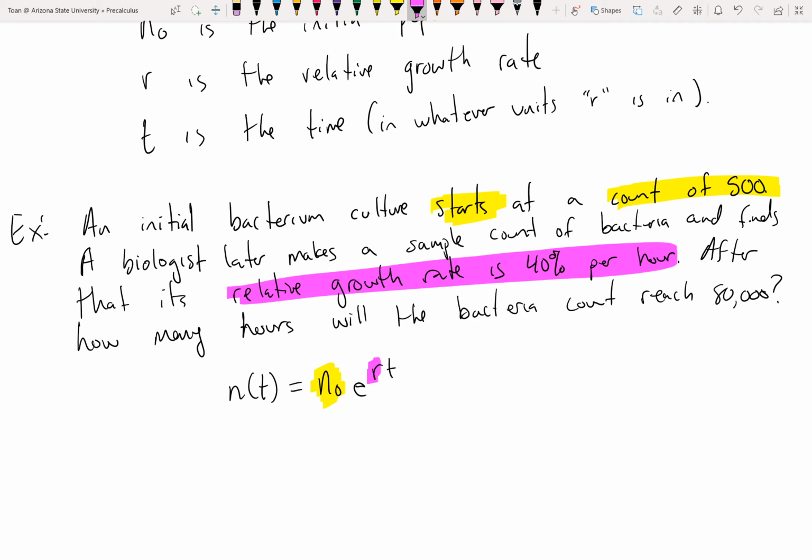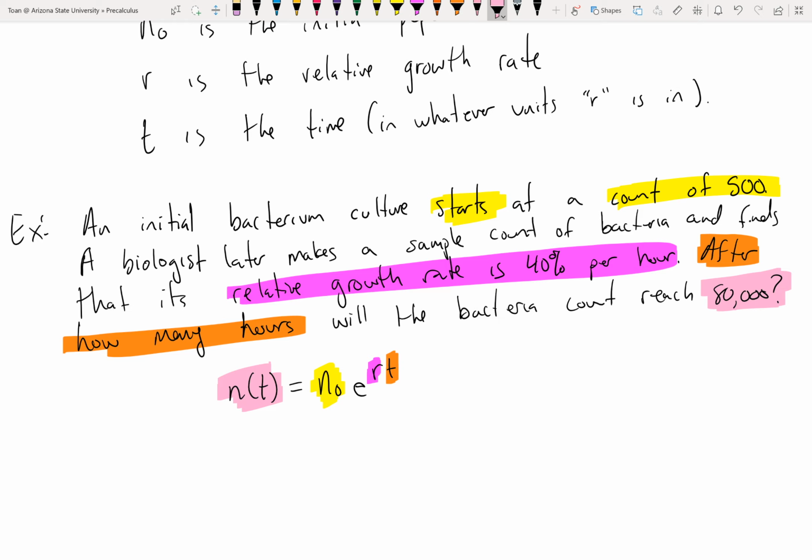After how many hours? So that's the actual question. After how many hours? That's time. How many hours? That's the number of hours. That's time. Will the bacteria count reach 80,000? So this should be the final amount, and that's where we put it.